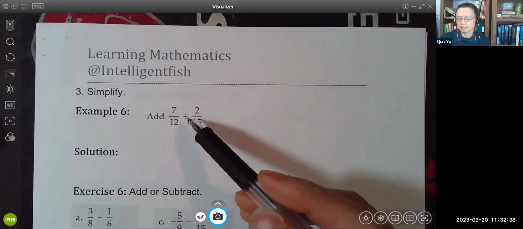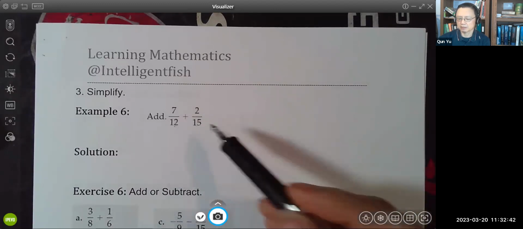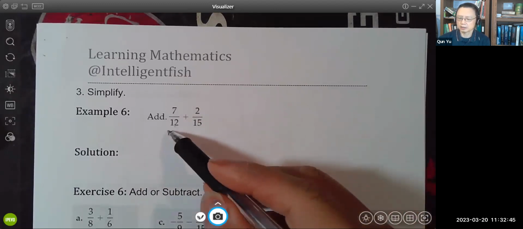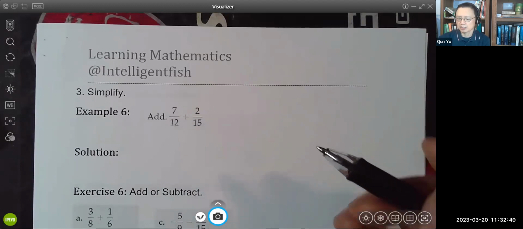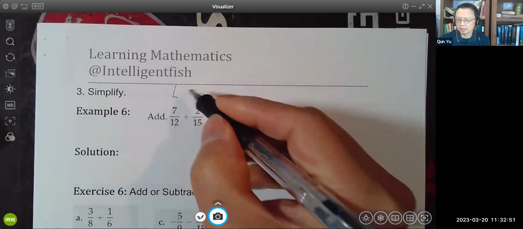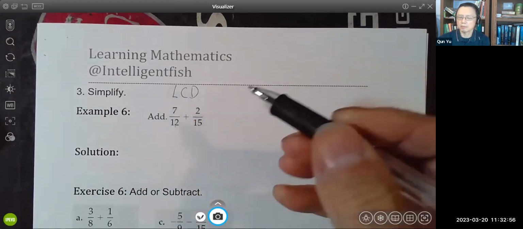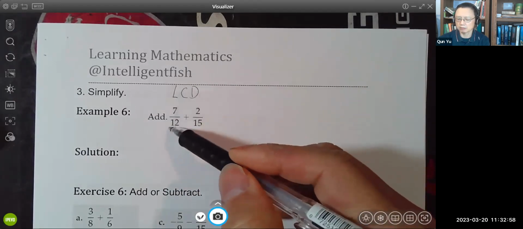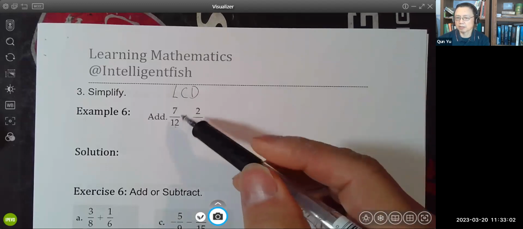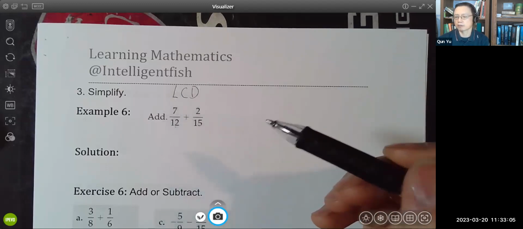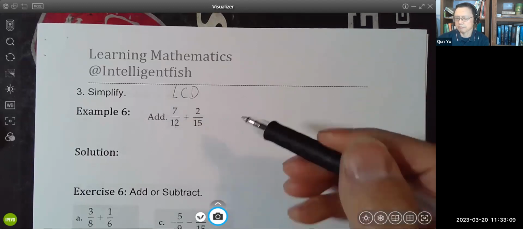We're going to add these two fractions together with different denominators, right? So we need to make these two denominators the same. So we call it a common denominator. Actually, we need the smallest common denominator. We call it LCD, which is the smallest common multiple of these two denominators. And if we don't get the smallest common multiple, as long as it's a common multiple, it will work. You just need to simplify your final answer further.